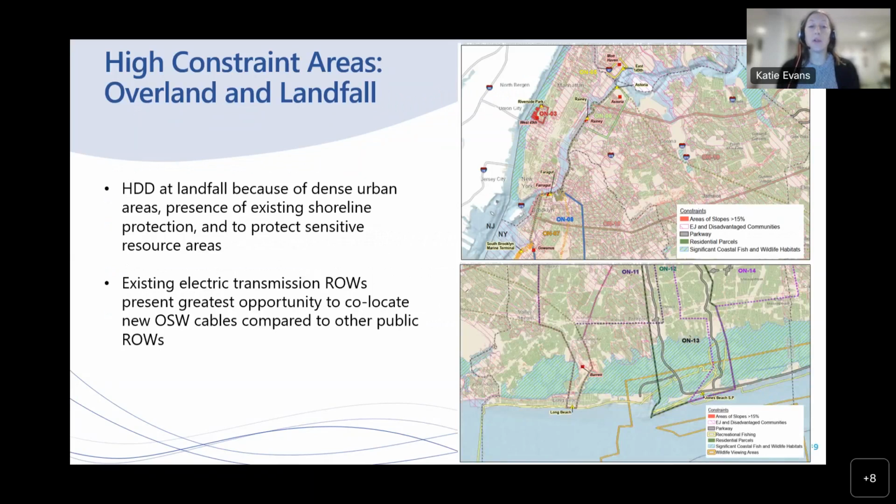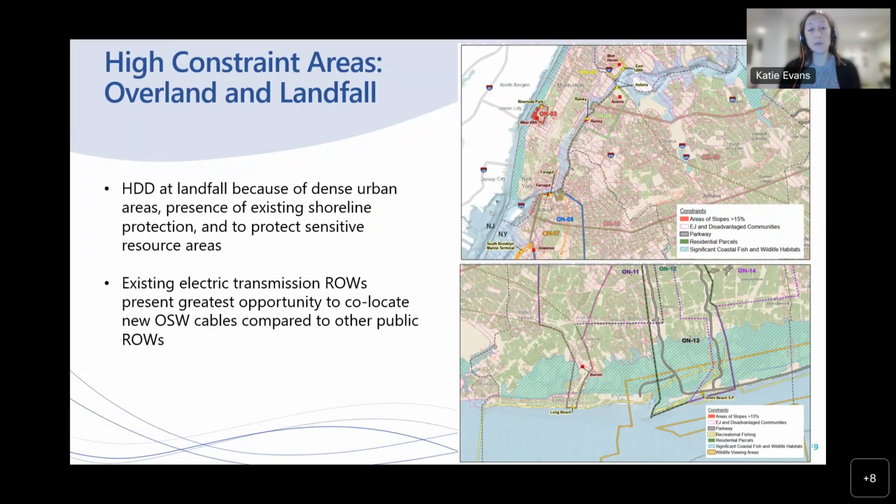So this slide provides a couple visual examples of those high constraints I just discussed. The figure on the top shows some of the urban zones in Manhattan, Brooklyn, and Queens, where you can see the prevalence of residential areas in green and the corresponding potential environmental justice and disadvantaged communities, which are there in the red outline polygons. The figure on the bottom shows a portion of the south shore of Long Island near Long Beach and illustrates some of those coastal resource constraints. So the significant coastal fish and wildlife habitats, which are in the aquamarine hatching, and the recreational fishing in the yellow outlined polygons. Also included on this slide are two of the main takeaways from the overland and landfall area.